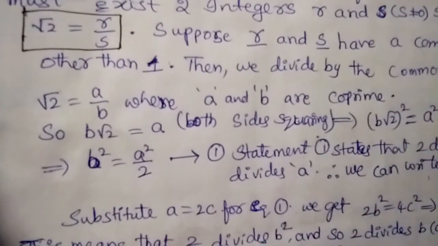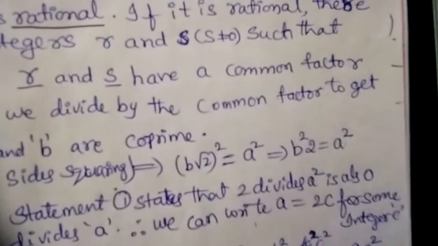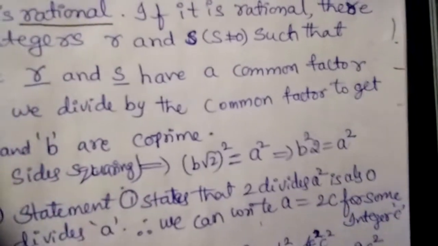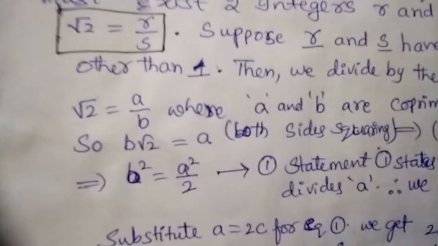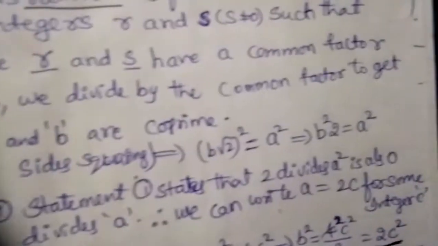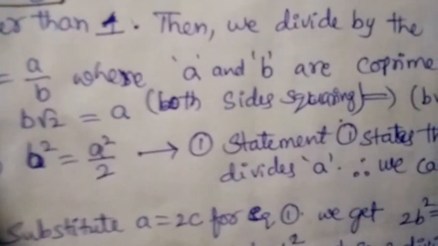If we square on both sides, then we get b root 2 whole square is equal to a square. Then b square into 2 is equal to a square. Now you can say that b square is equal to a square by 2, since 2 goes to the right side.